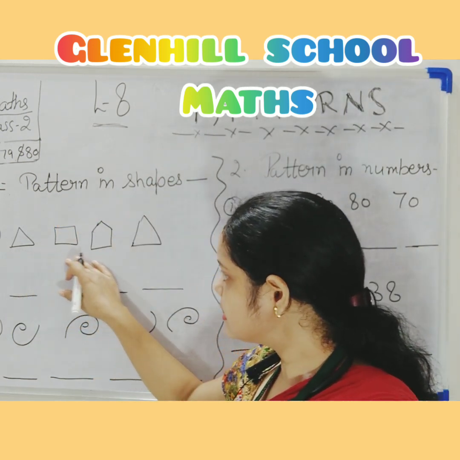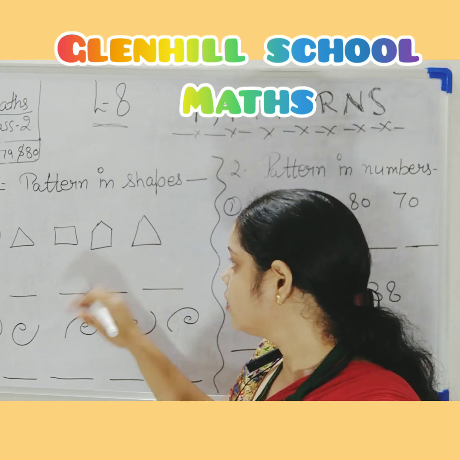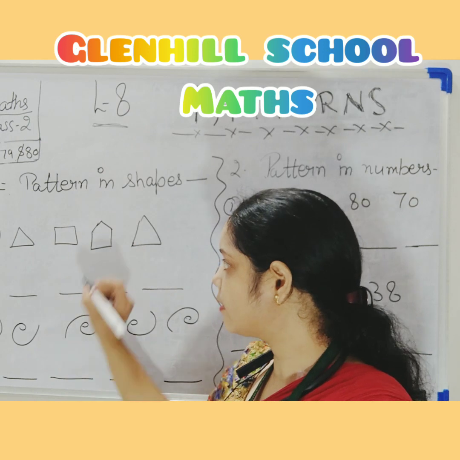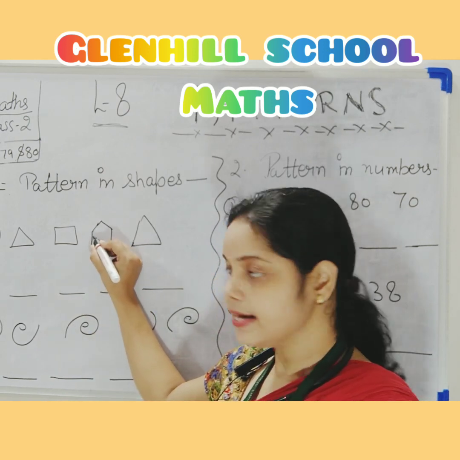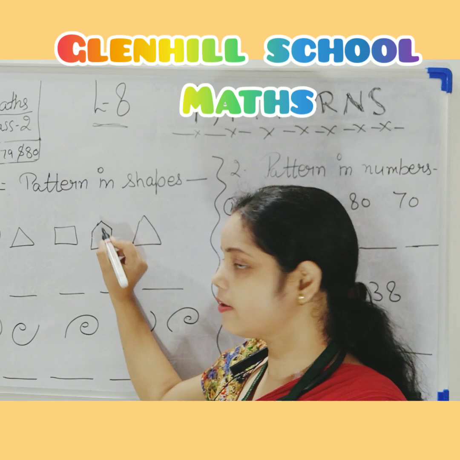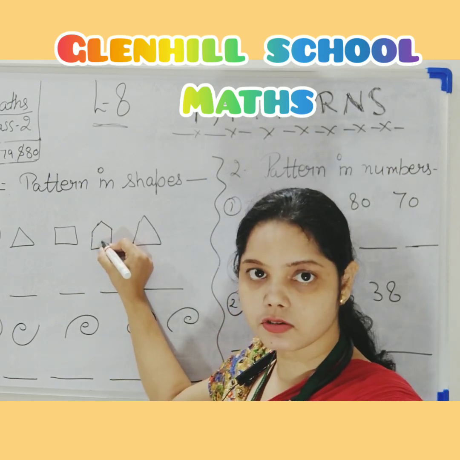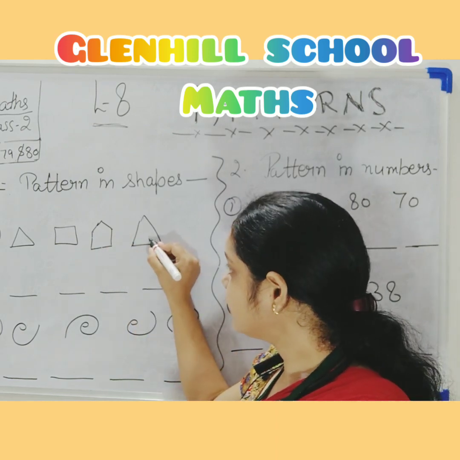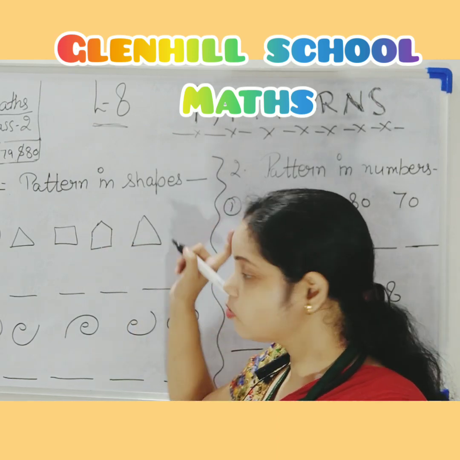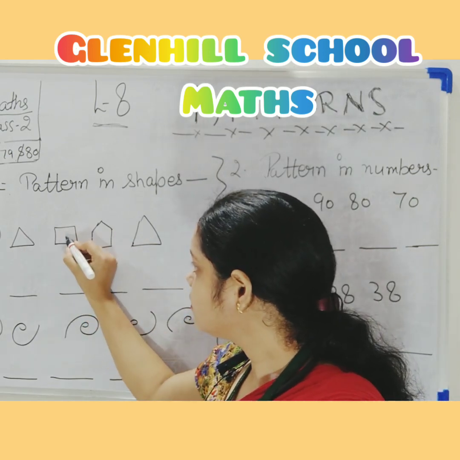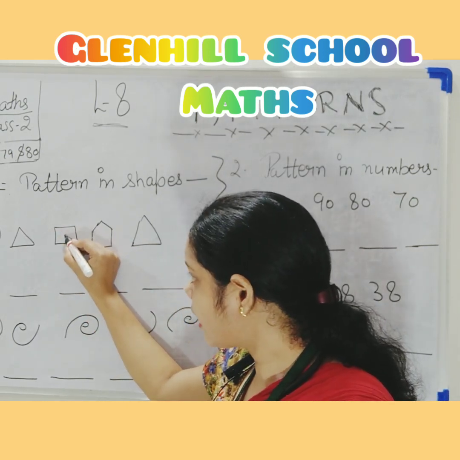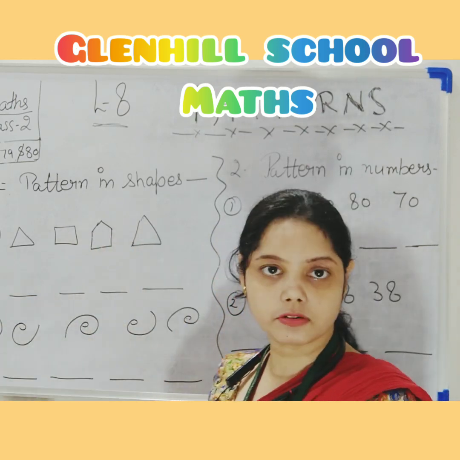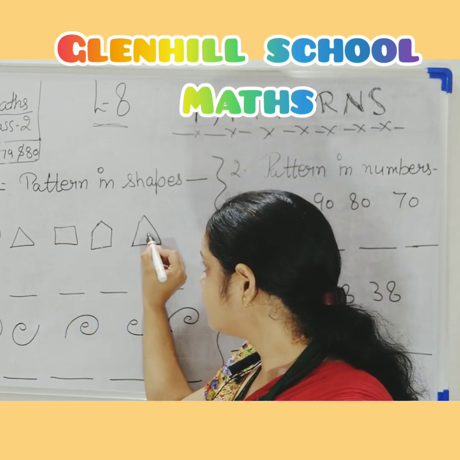So here some shapes are given. First is triangle, second is square, third has sides 1 2 3 4 5. So a 5-sided figure is called a pentagon. Now again triangle has come. So you can see triangle, square, pentagon, and again triangle has come.